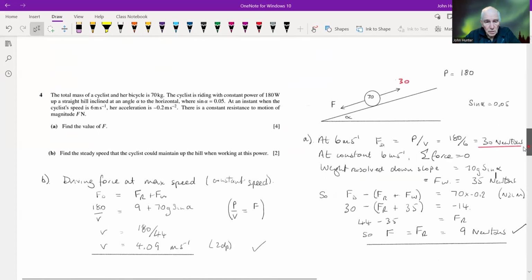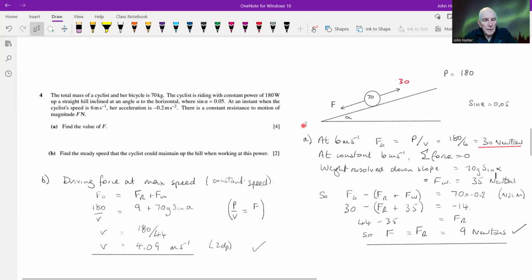Okay, so number 4. The total mass of a cyclist and her bicycle is 70 kilograms, riding with a constant power of 180 watts up a straight hill at angle alpha to the horizontal, where sine alpha equals 0.05. At an instant when the cyclist's speed is 6 meters per second, her acceleration is minus 0.2 meters per second squared, and there's a constant resistance to motion of F. Find the value of F.